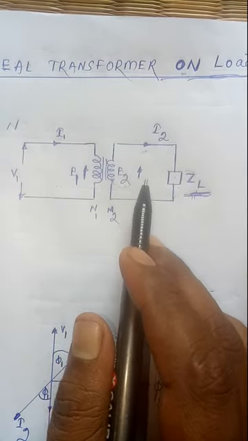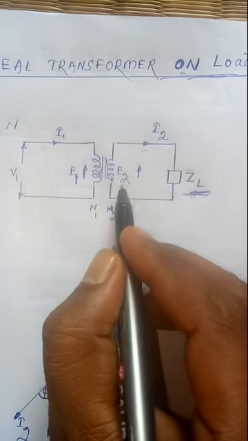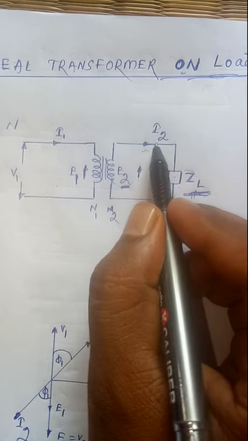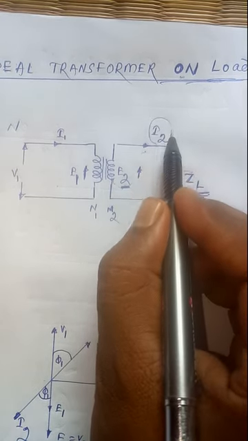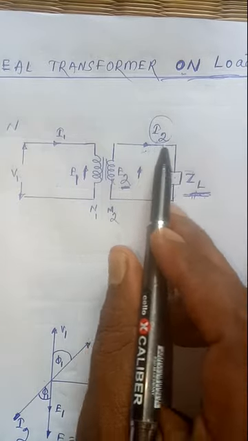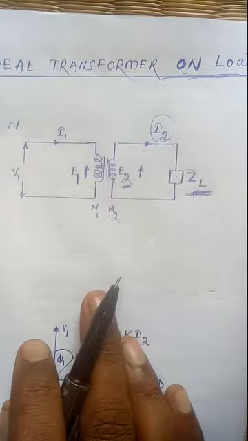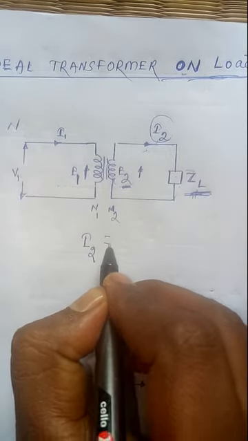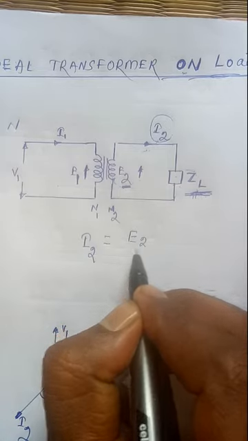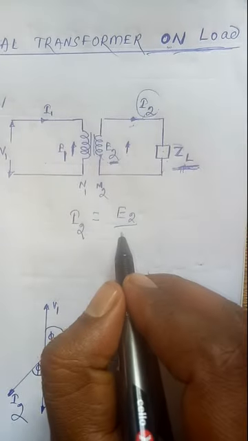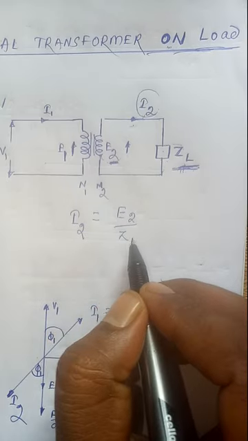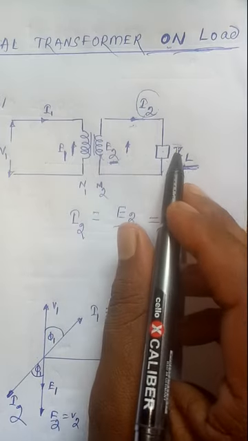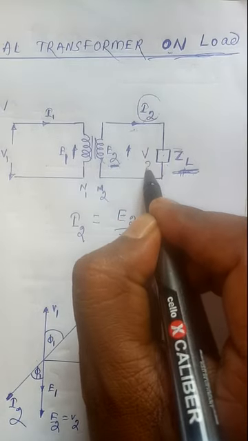So this secondary induced EMF will cause a current I2 to flow through the load. Under this condition, the secondary current I2 will be equal to the ratio of the secondary induced EMF E2 by the load impedance ZL. As this is the ideal transformer, E2 is equal to V2, the load voltage V2.